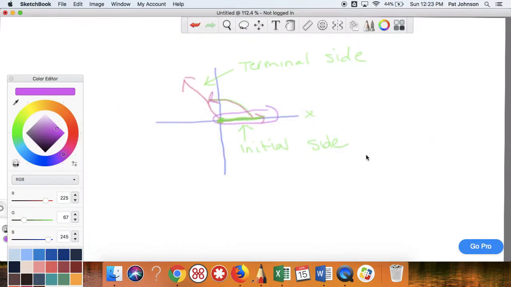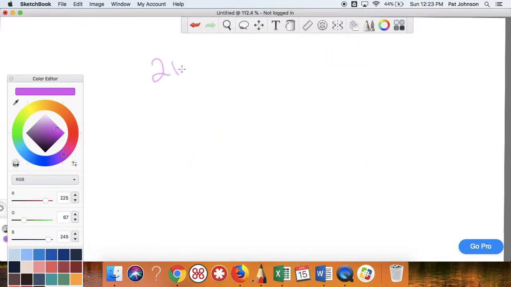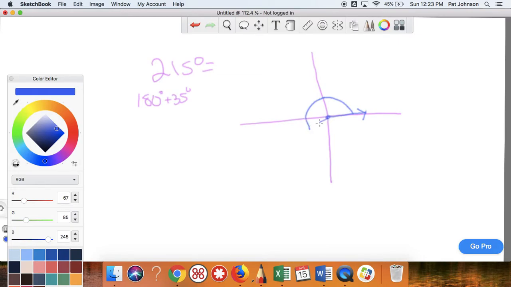Okay, so let's draw an angle with a given measure in standard position. We'll start with 215 degrees. They want us to write 215 degrees and draw the angle. Well, I know that 215 degrees is equivalent to 180 plus 35. Why is that significant? Because I start here, this is my initial side, and I go 90, 180, because a straight line means 180, and I need to go 35 more degrees, and there is 215 degrees.